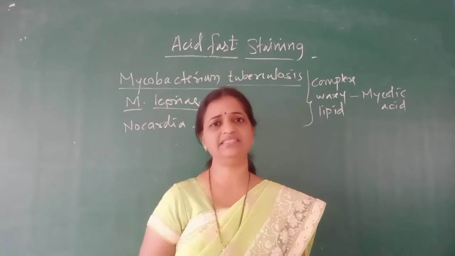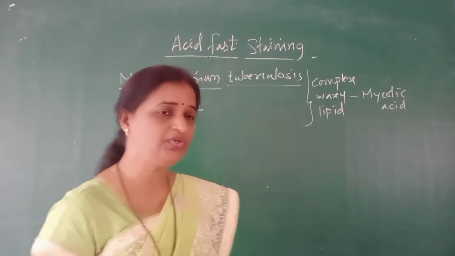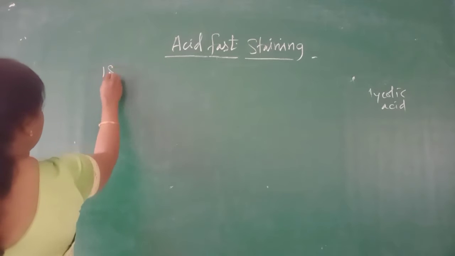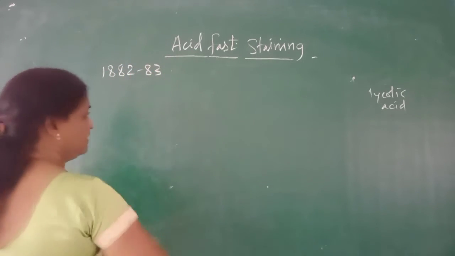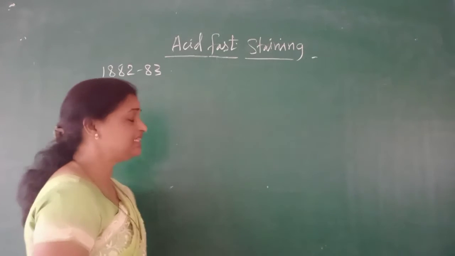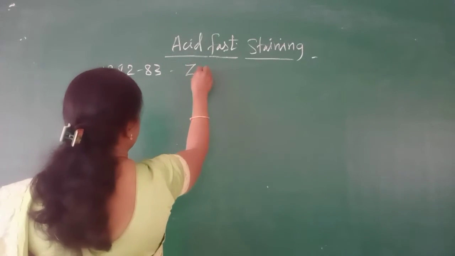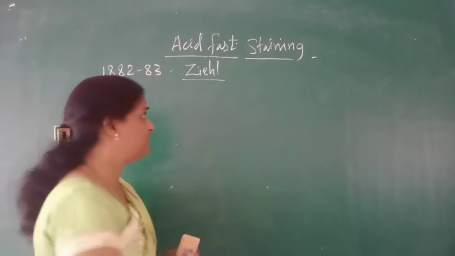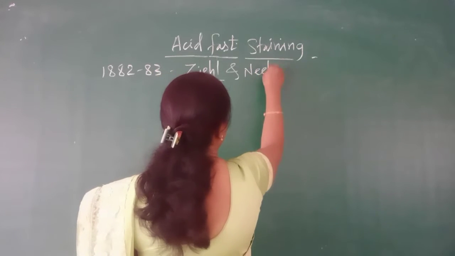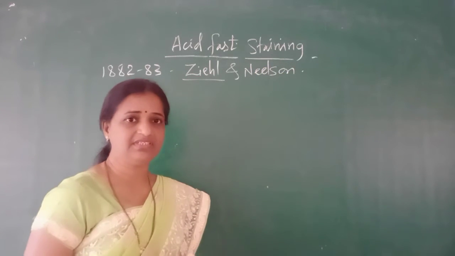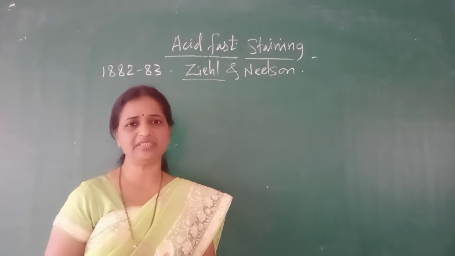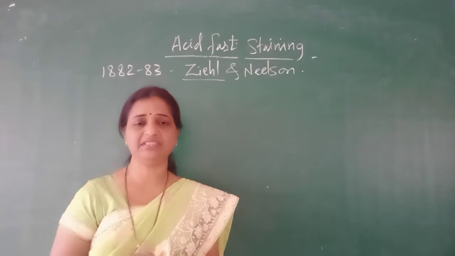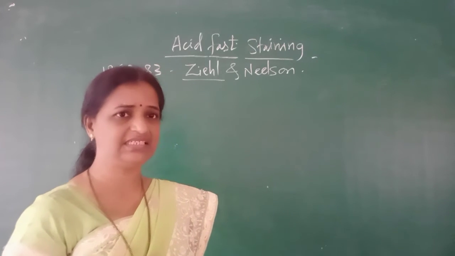Now why is it called acid fast staining, and who discovered this staining procedure? Acid fast staining was discovered in 1882 while studying the diagnosis of tuberculosis. The scientists Ziehl and Friedrich Neelsen discovered this method, and to honor these two persons, the name of the method is Ziehl-Neelsen. The stain used for this method, acid fast staining, is ZN, Ziehl-Neelsen carbol fuchsin.